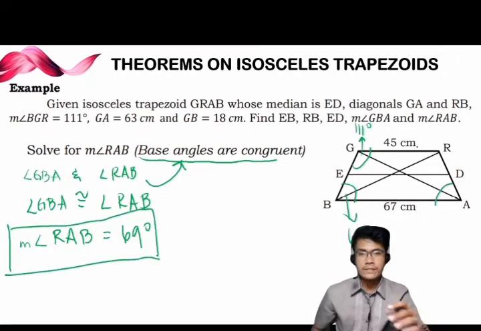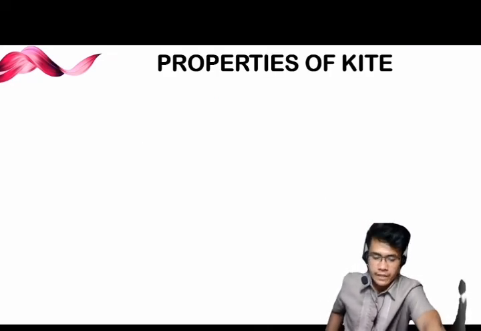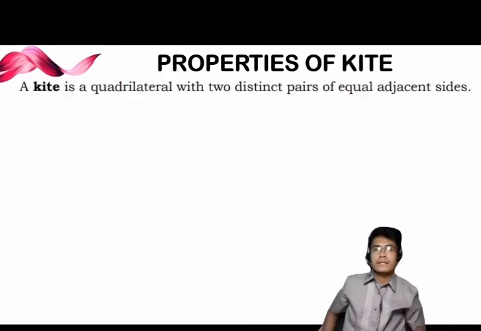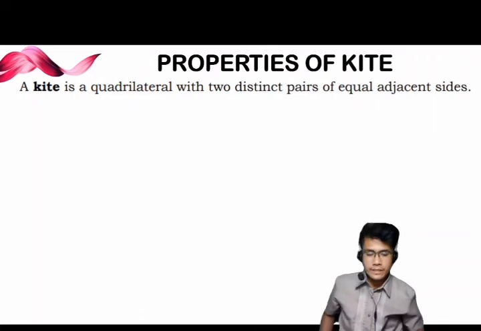Alright, that's all, class. Next, let's have the properties of kite. A kite is a quadrilateral with two distinct pairs of equal adjacent sides.